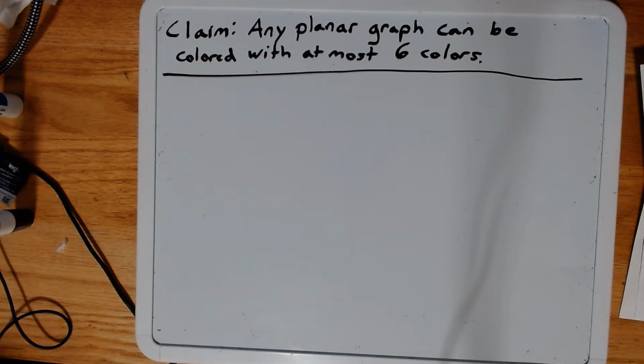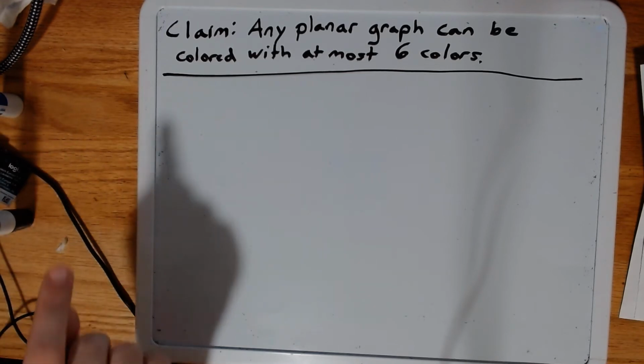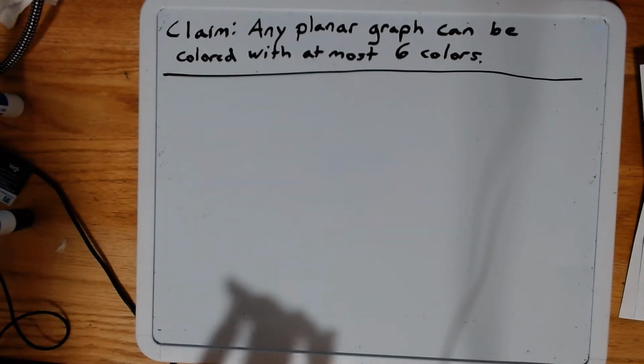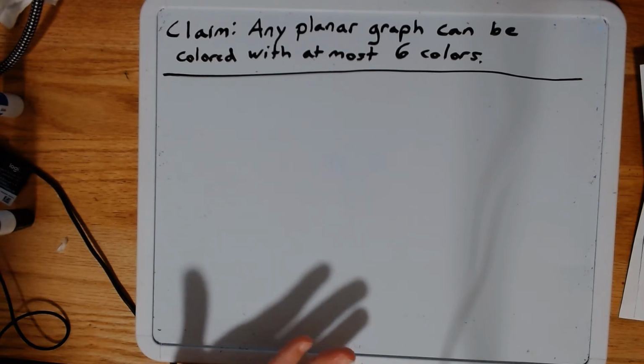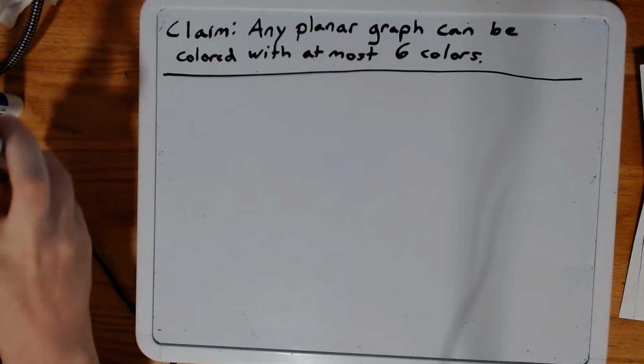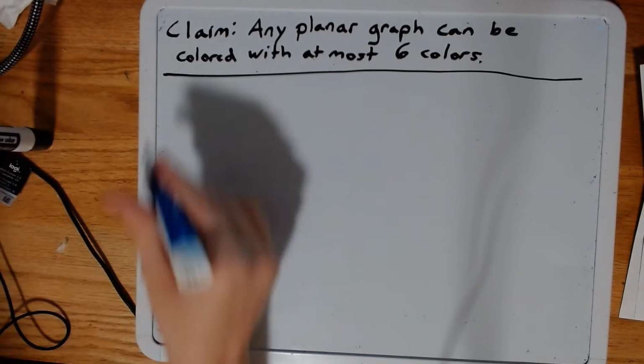So this is an example of an induction proof in graph theory, very similar to 3B on homework 6. But there's some vocabulary and ideas that we'll need to introduce before we do the proof. So here's the claim. Any planar graph, we'll talk about what planar means in a second, can be colored with at most 6 colors. What do we mean by color here? It's what we've usually meant up to this point, right?